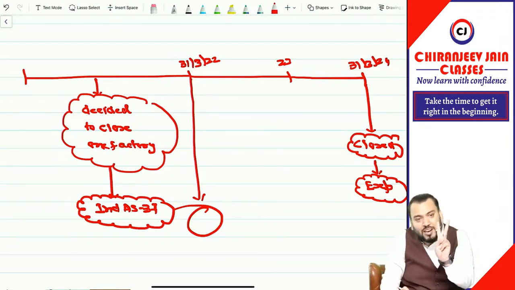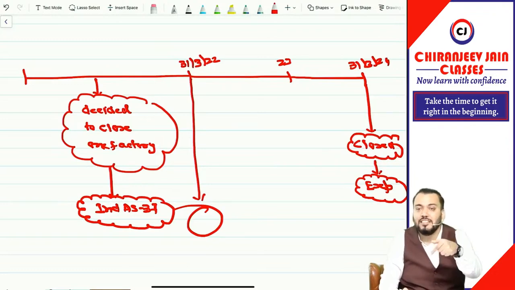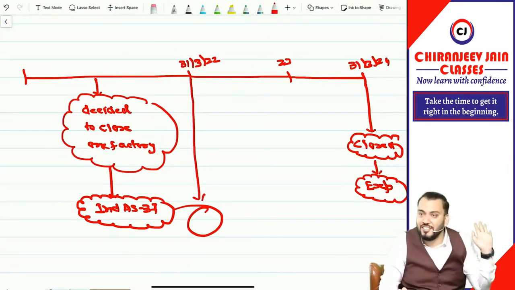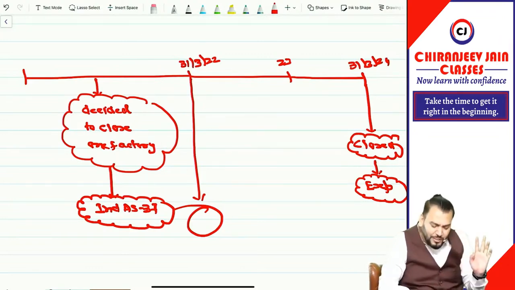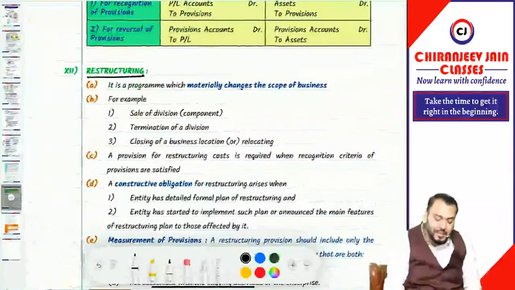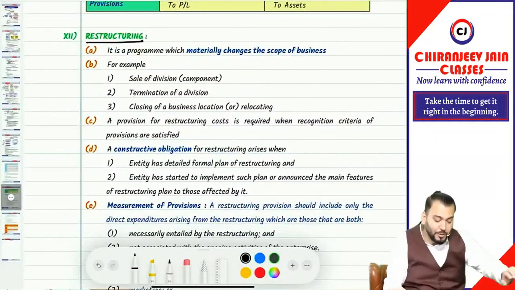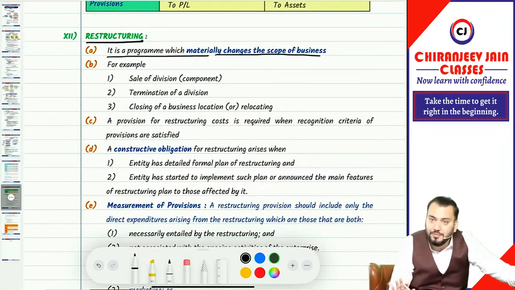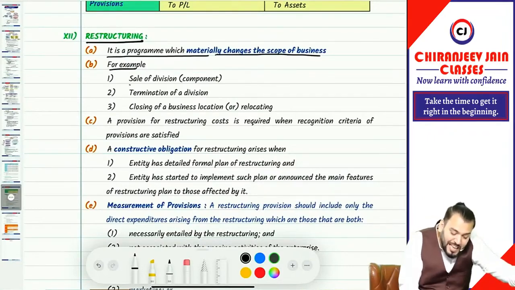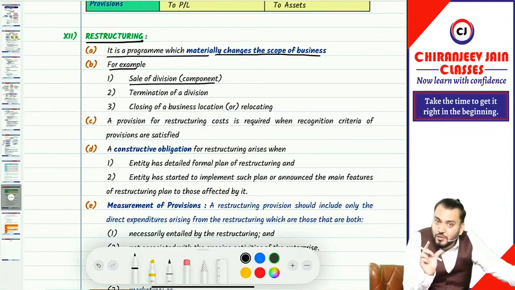If two conditions are satisfied, the entity is committed to such restructuring. What are the two conditions? Very important from the exam point of view. First, it is a program which materially changes the scope of business. For example, sale of a division. Division means one component, one business, not the entire entity.